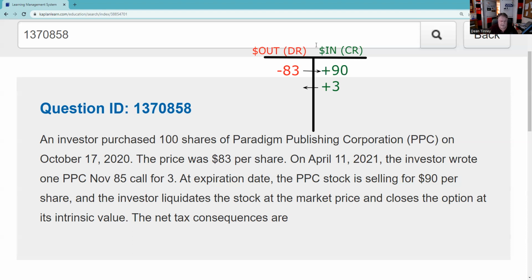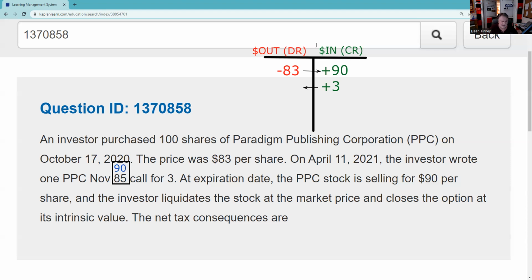Now, I don't have to worry about interrupting my holding period unless this was a put. I didn't offset the risk here. I created an obligation to sell. So maybe the test taker who requested this explication was confused about what happens if this was a put contract. It is not. It says the investor liquidates the stock at the market price, closes the option at intrinsic value. So I always like to put the market price above my strike price. So if this is an 85 call and the stock is 90, that's something you want to get comfortable with.